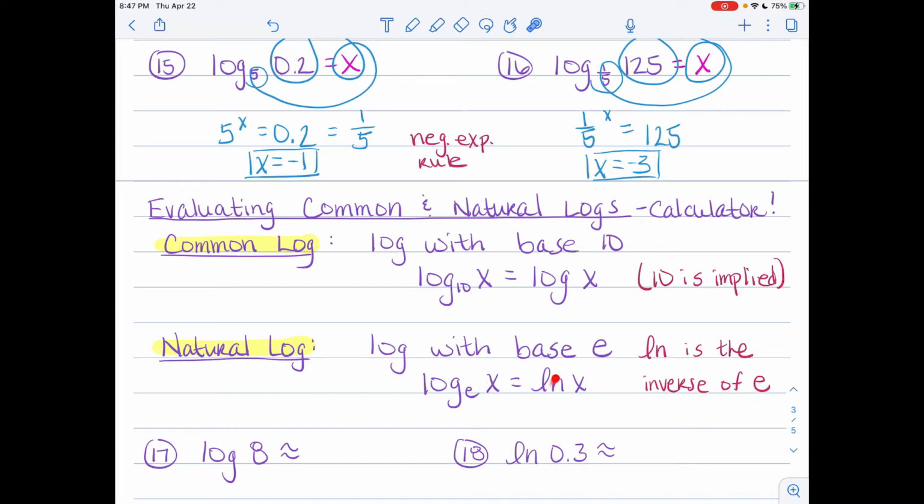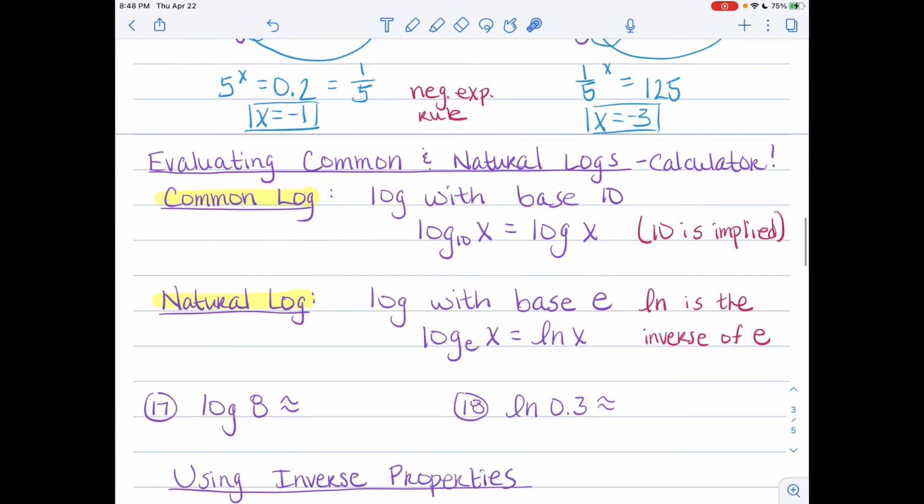I also write this LN with a little scripty L so that I don't accidentally mistake it for a 1. So I suggest that maybe you get in the habit of doing the same. But if that doesn't work for you, that's fine. So instead of writing log base e of x, we write natural log of x. Remember that the natural log is the inverse of e, because we learned that exponential functions and log functions are inverses of each other.